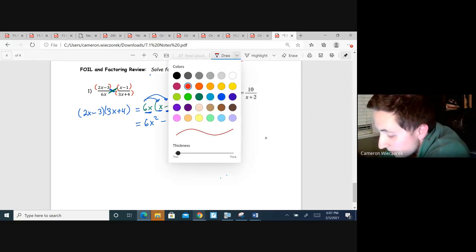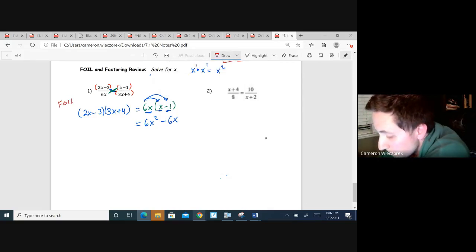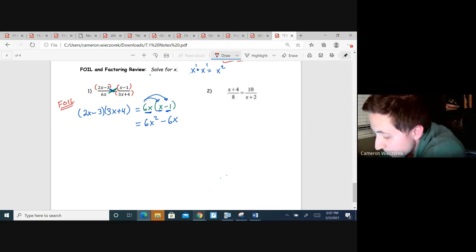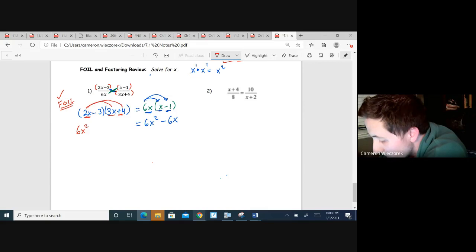The left-hand side uses FOIL or double distribute if you liked using that last year. I'm going to multiply the first terms together. 2x times 3x would be 6x squared. I'm going to multiply the outer terms together. 2x times positive 4 would be 8x. That's the O. I stands for inner.